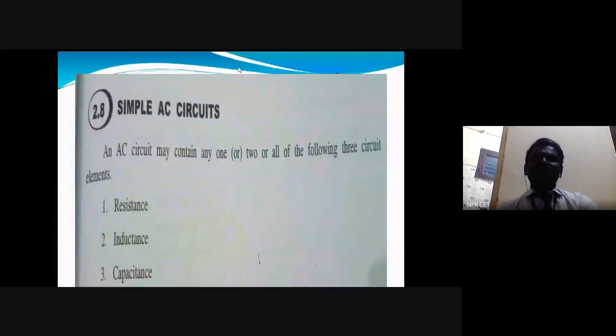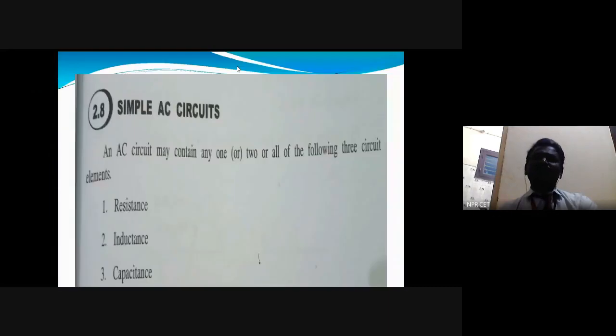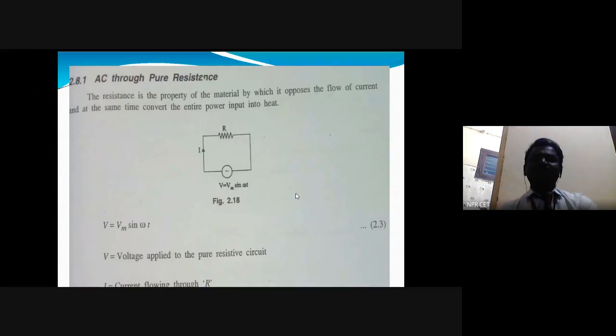Any AC circuit may contain any one, two, or all of the following three circuit elements. What are the circuit elements? Resistance, inductance, and capacitance, RLC. The symbol of resistance is R, of inductance is L, and of capacitance is C. These three elements are contained in AC circuits. Now, AC through pure resistance.